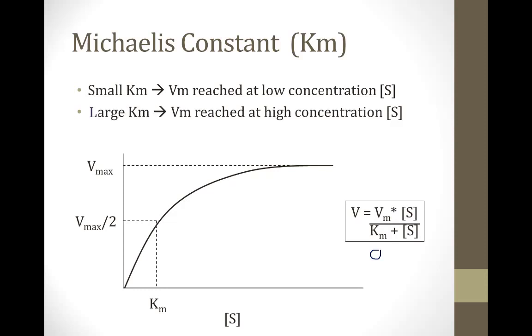In fact, the concentration of S is almost going to be irrelevant, and the system is just going to operate at Vmax all the time. So when Km is very small, like 0, Vmax is reached very, very quickly. Now let's imagine Km is a higher number, say a number like 100.